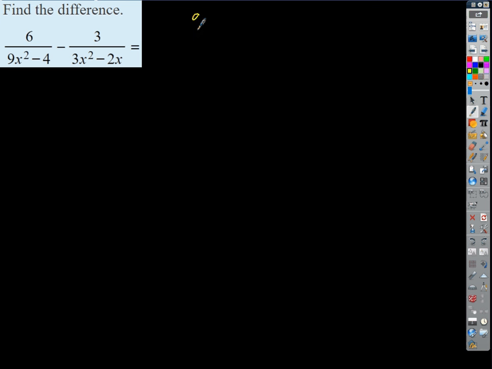Wait, let's make our list of the denominators. So we got 9x, x squared minus 4. Now, that one, there's no common factor, is there? No. Okay, but what pattern does that fit? A difference of squares. Yep. So what's the second thing that's squared? 2. What about the first? 3x. So that one must equal what? 3x plus 2, 3x minus 2, right? That's a and that's b, so it's a plus b times a minus b, right?